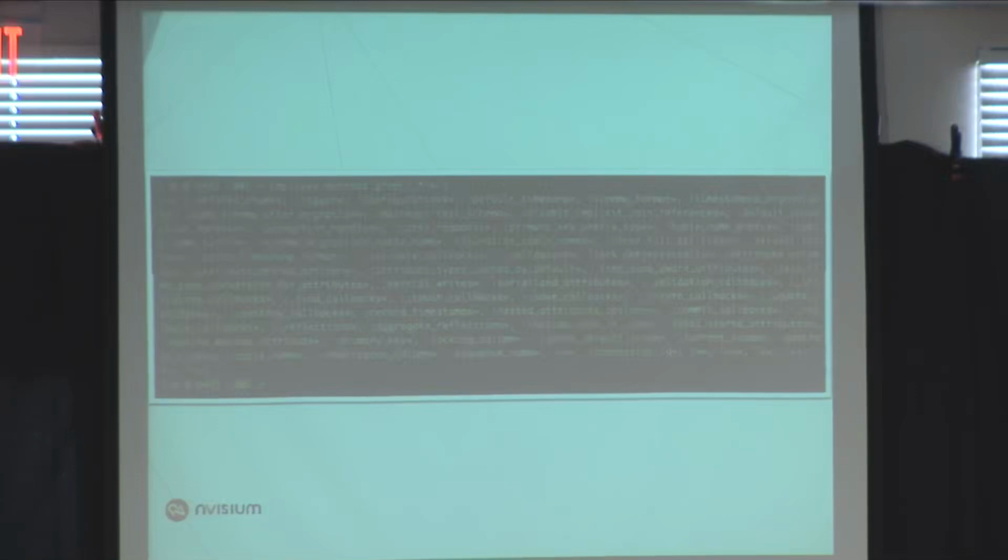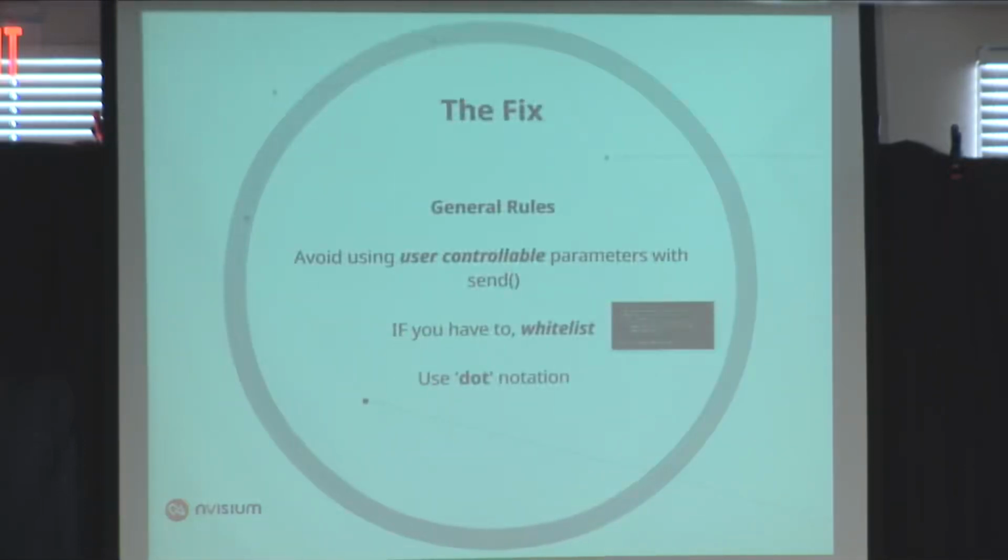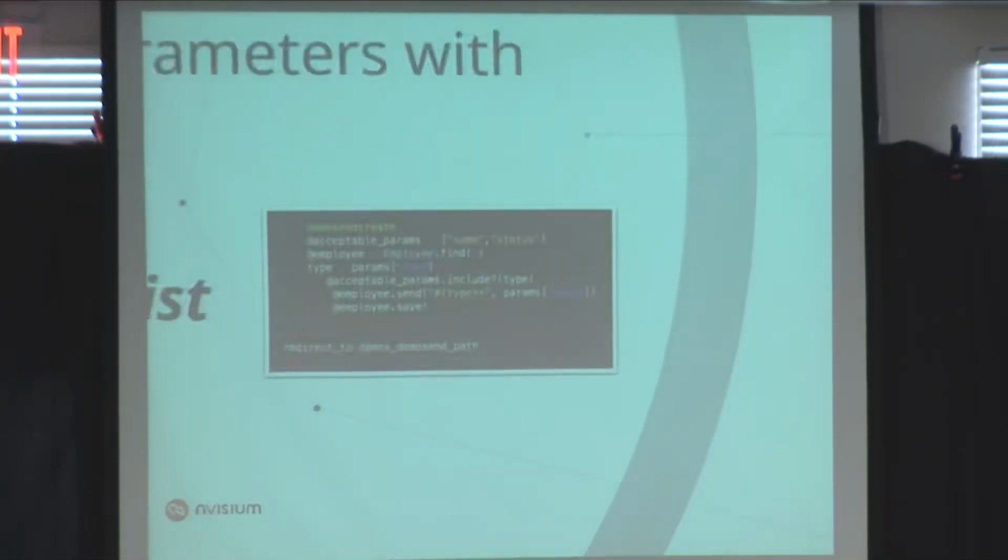But you are exposing all of these methods to your end user when you're calling send and not doing something to fix it. So how do we fix it? The general rules are try to avoid using user controllable parameters with send when you can. If you do have to, you want to try to whitelist those parameters in some way. And we have an example of that. And then wherever possible, if you don't need to use send, don't use it, just use the standard dot notation. Obviously that wouldn't be metaprogramming, but this would be the fix that we've implemented in some way. Maybe not a production level fix, but a fix nonetheless.